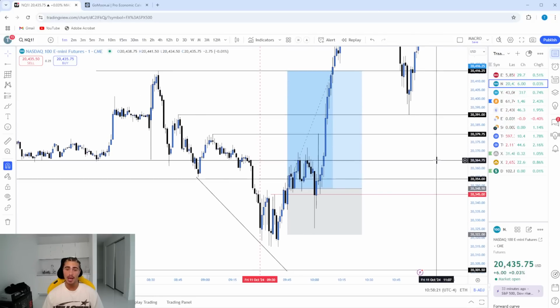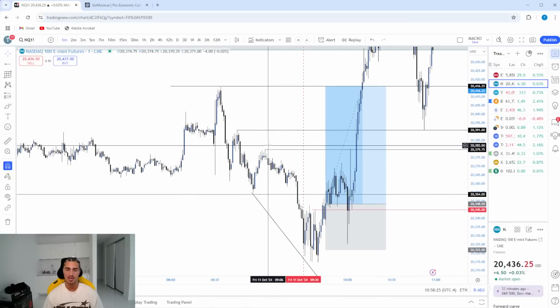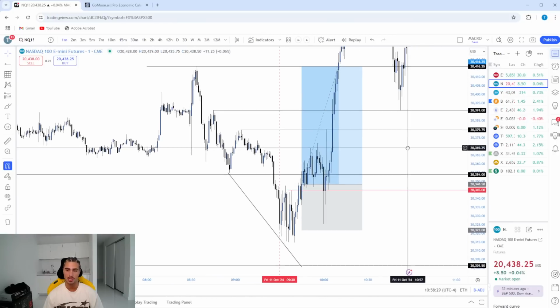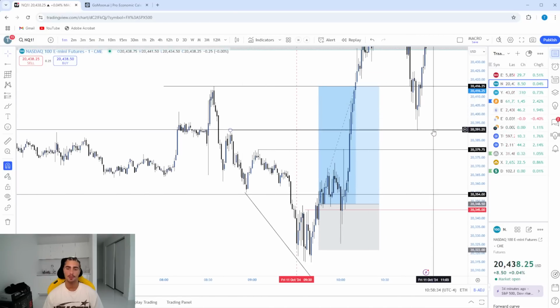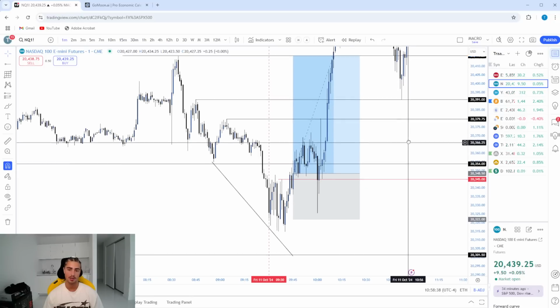In reality, I probably shouldn't have set take profits right here. I just kind of saw, hey, low resistance liquidity, low resistance liquidity, low resistance liquidity. I probably could have just ridden it all the way out to these highs up here. But I guess you could say I got a little scared.